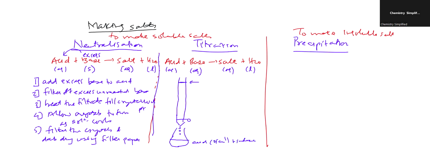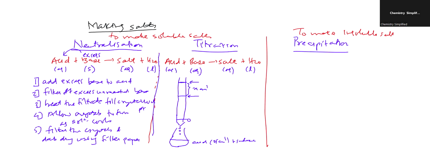The color change means all the acid is used up. All the acid is used up, so stop adding. The level in the burette would have come down. I take the final reading. Final minus initial gives you how much base I have added. Let's say this is x centimeter cube. So now I know that x centimeter cube of base has to be added to 25 centimeter cube of acid.